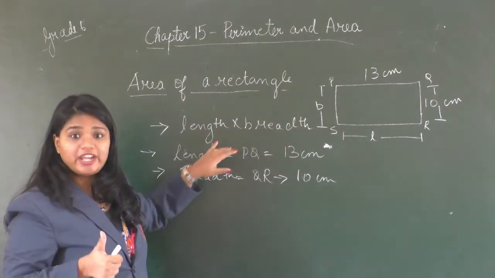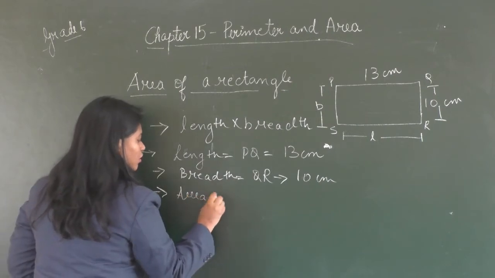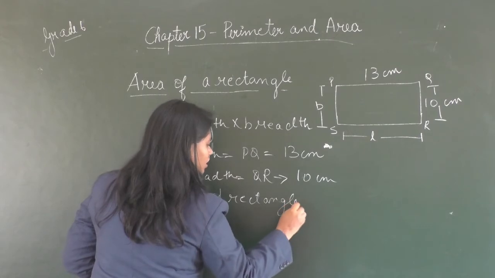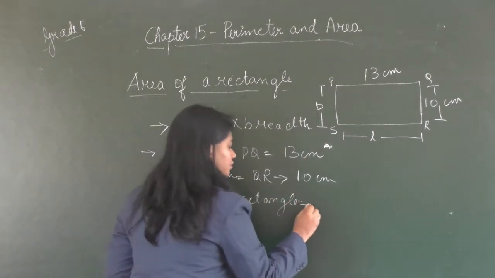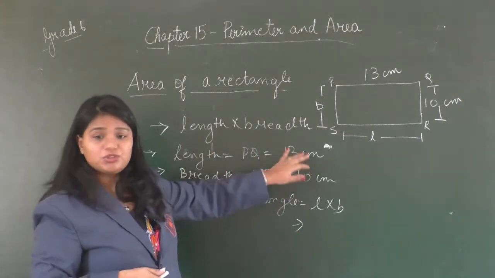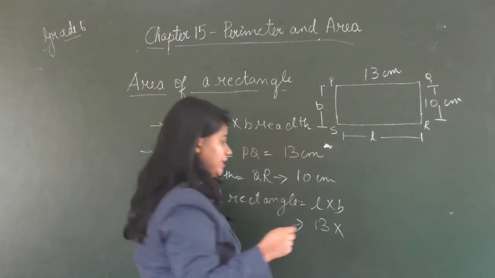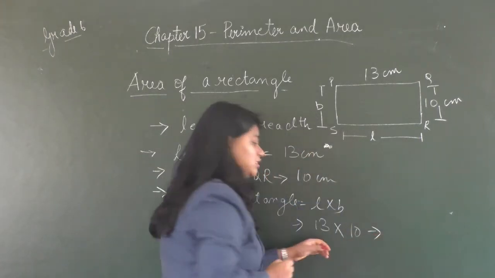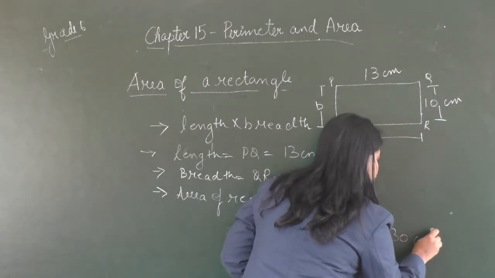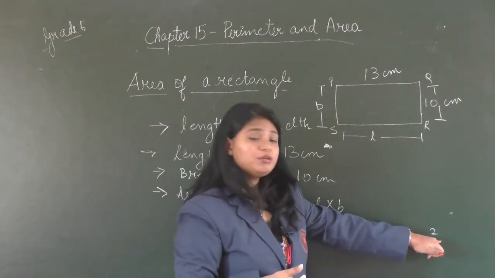So the formula for area of a rectangle, I will write: area of rectangle is equal to length into breadth. So let's substitute the values. Length is equal to 13 centimeter into breadth is equal to 10 centimeter. So 13 into 10 is 130 centimeter square. So here, as you can see, I have added the term square.